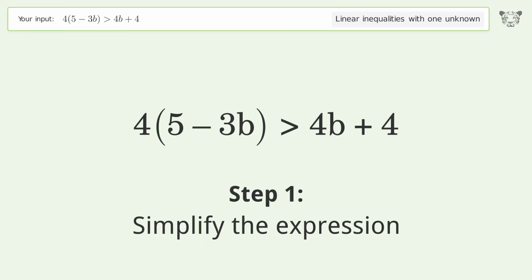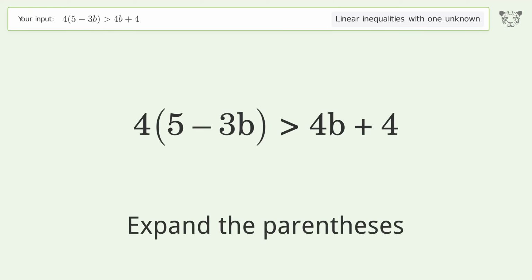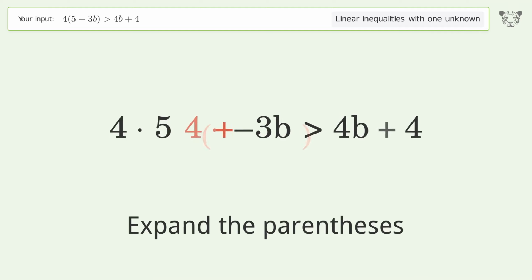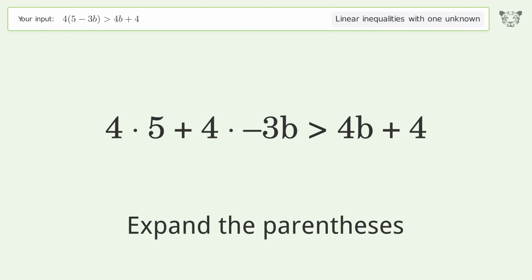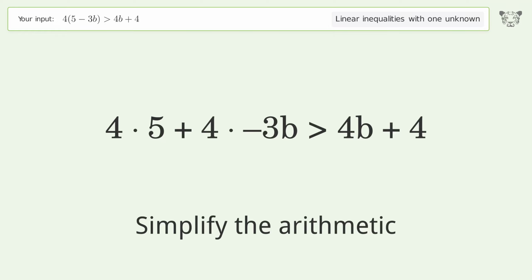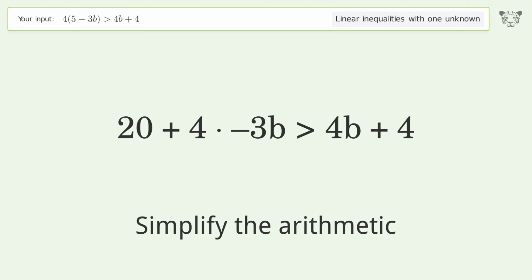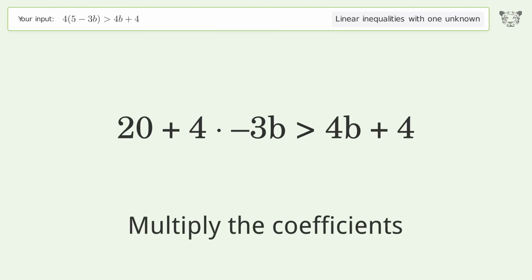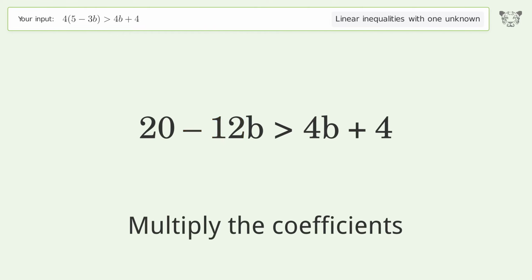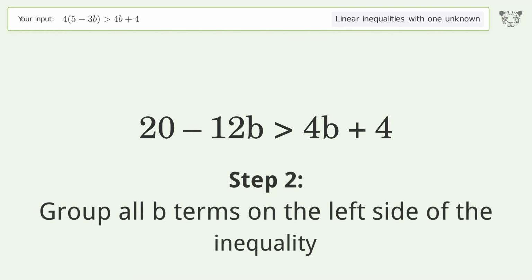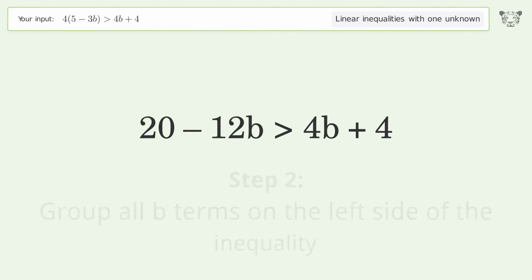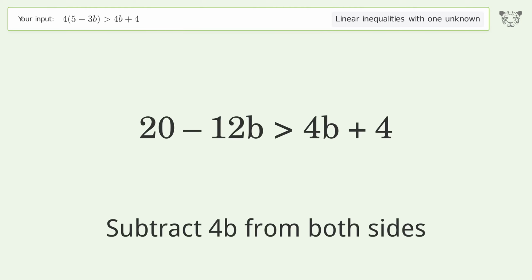Simplify the expression. Expand the parentheses. Simplify the arithmetic. Multiply the coefficients. Group all b terms on the left side of the inequality. Subtract 4b from both sides.